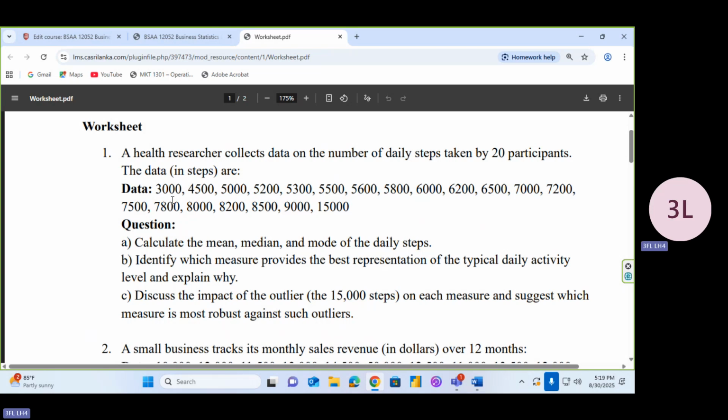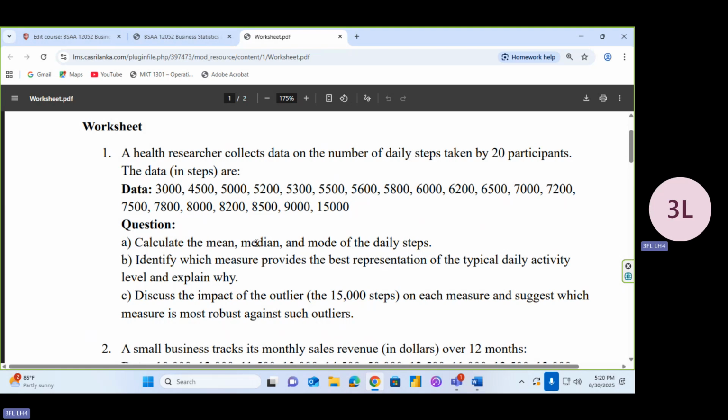It's clear. Now try to calculate the mean value not including the 15,000. What happens? The mean value goes down. Understood? When we take the sum, 15,000 highly impacts the sum of the observation values, so the mean value goes up. Now clear? Then tell me, in this scenario, which measurement is appropriate? Mean or median? Median value. It's clear? Okay, then the answer for B is: the median provides the best representation.